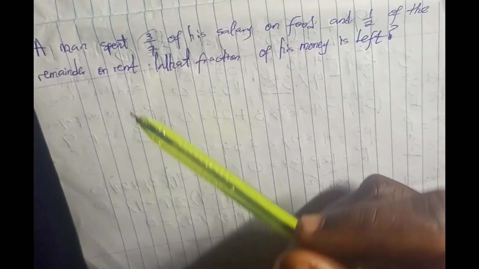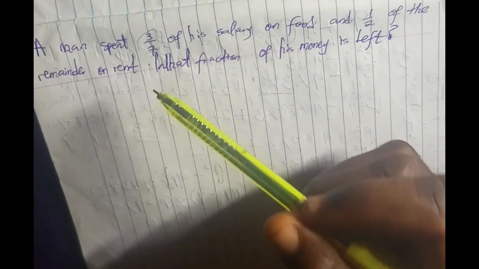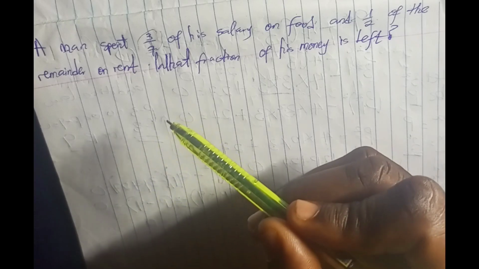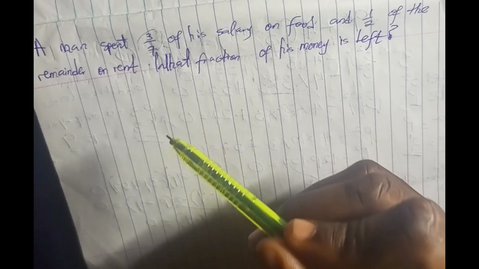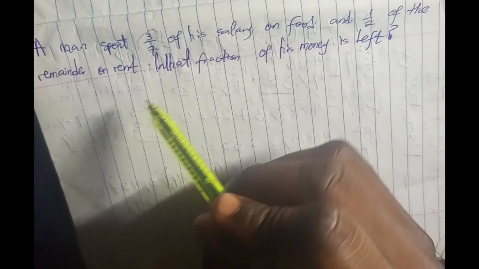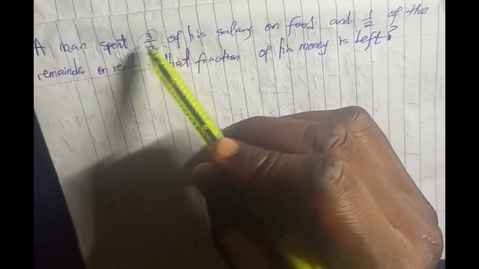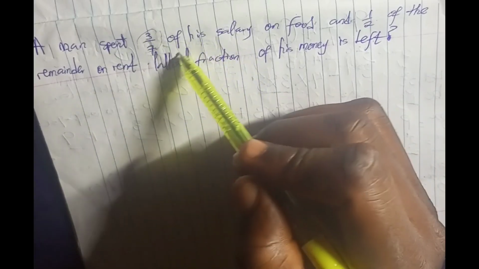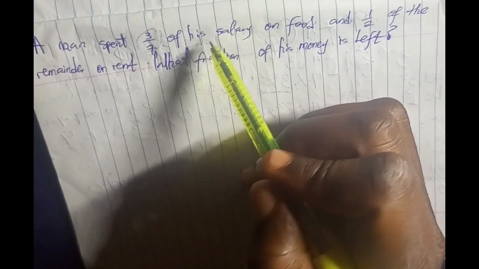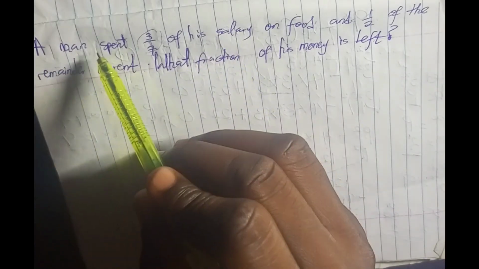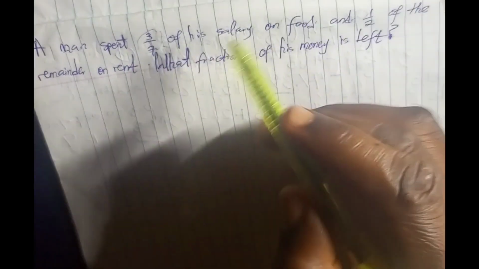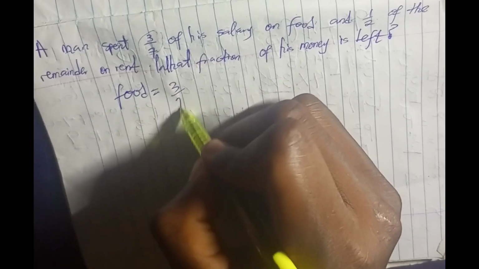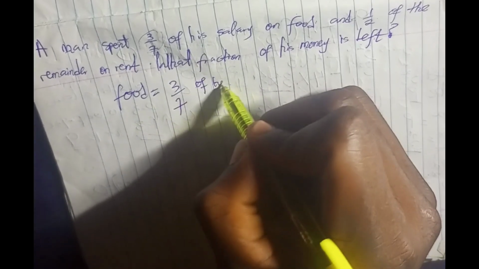Now, in mathematics, when they give you a fraction, you assume that the money will be equivalent to 1 in terms of fraction. Do you understand? But if they are giving you the salary in terms of percentage, you assume that the salary will be 100%. So in this case, a man spent 3 over 7 of his salary on food. That on food, what he spent was 3 over 7 of his salary.